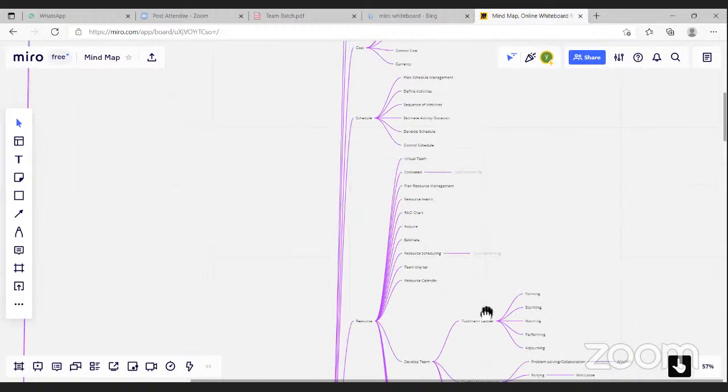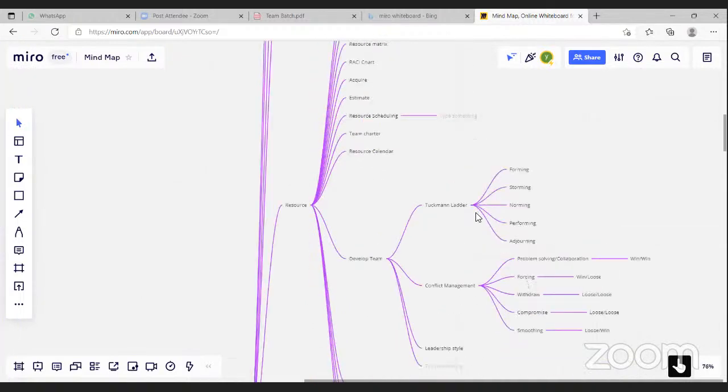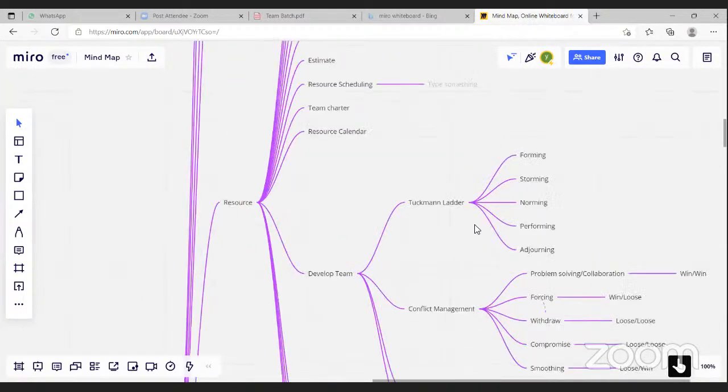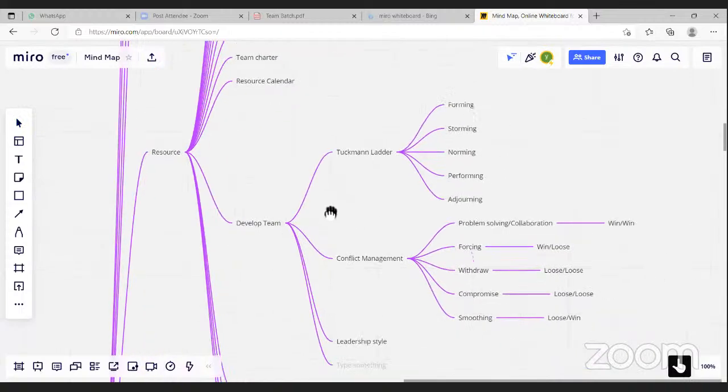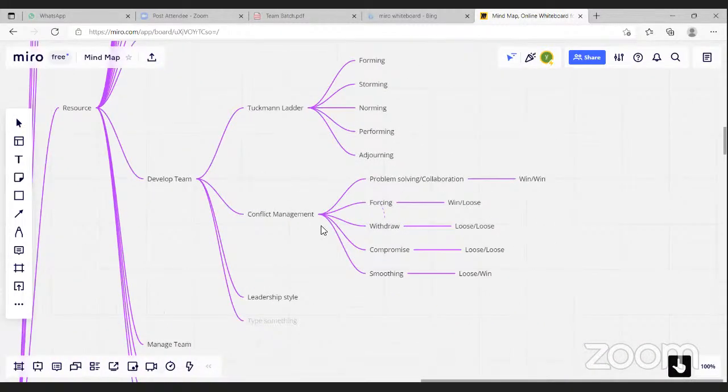And we have something called develop team. When we develop a team, we know the Tuckman ladder: it starts with forming, and then there is a little bit of difference of opinion in storming, and they get together and form a bond in norming, and they start performing, the most potential stage in the Tuckman ladder, and finally adjourning, when the people move out of the team. And we have conflict management methods.